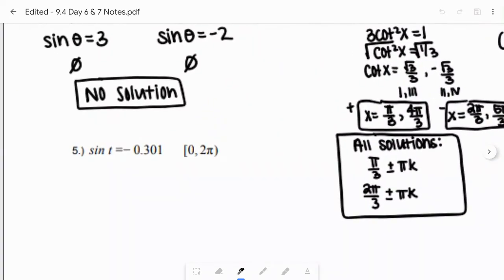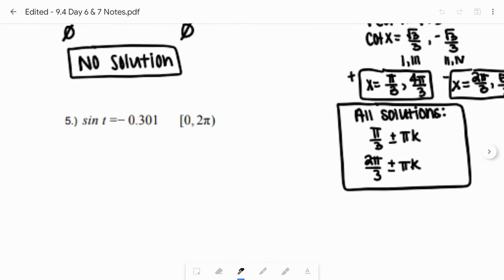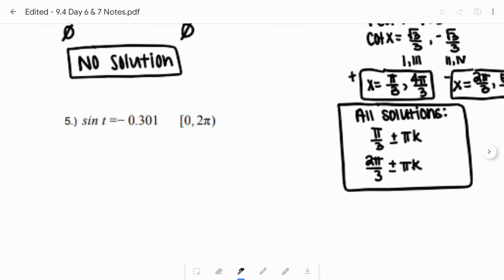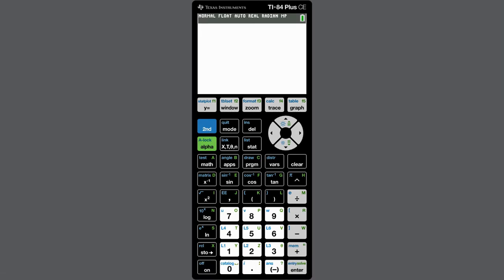Number 5 is sine of t is equal to negative 0.301, and we want that to be from 0 to 2 pi. So you are going to need your graphing calculator to do this problem. So to solve for t, we'll take the inverse of sine, or the arcsine. So we could say t is equal to arcsine of negative 0.301. Okay, so I'm going to go ahead and type that into my calculator.